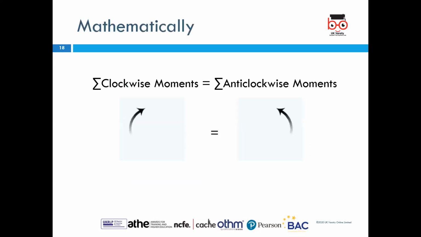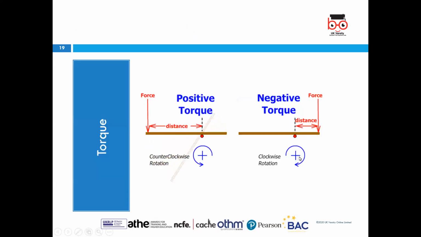So how do we do this? This is how it is done. Sum of clockwise moments is equal to sum of anti-clockwise moments. Mathematically, this is how it should be. For torque, torque is the product of force. Here we have the definition. The moment of force is also known as torque.